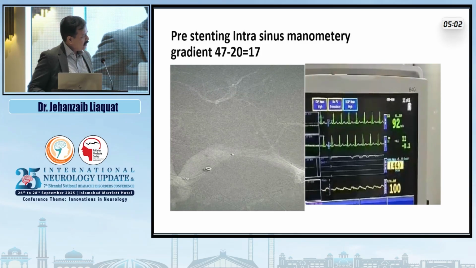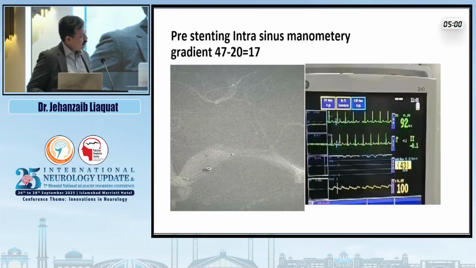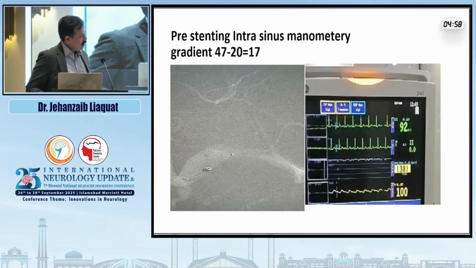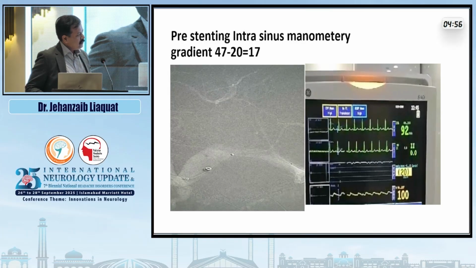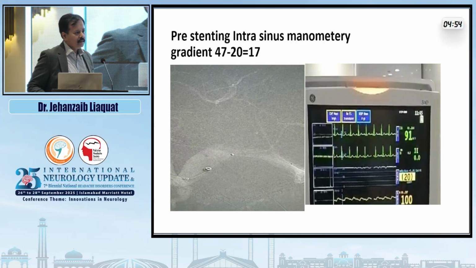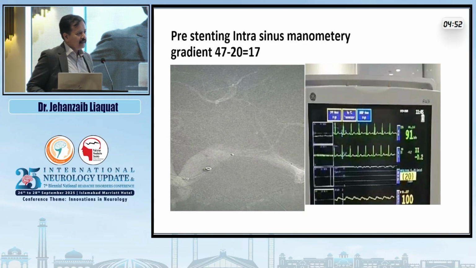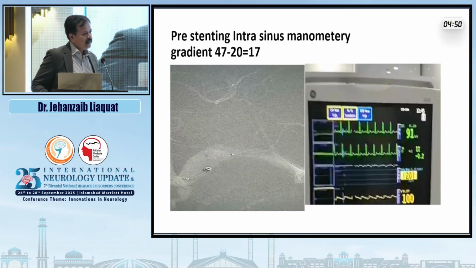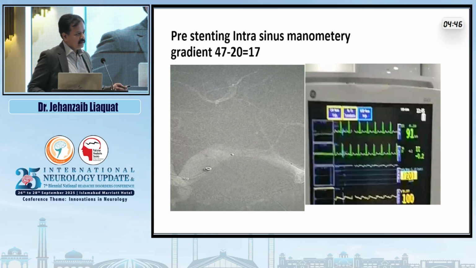This was the pressure measurement distal to the stenosis. And once we cross proximally, the pressure suddenly dropped to 20. So it's a significant gradient. For a gradient to be significant, it has to be more than 4. In this case, the gradient was 17.